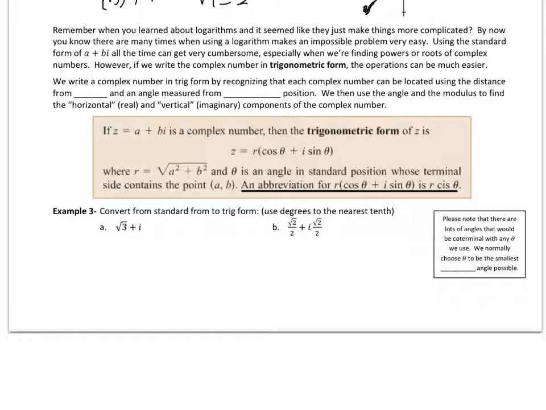Okay? All right. So now when we write a complex number in trig form, we do it by recognizing that each complex number can be located using the distance from 0 and an angle measured from what we call standard position. And we all know what standard position is, right? What is standard position? Yeah, starting on the positive x-axis and then measuring that way.